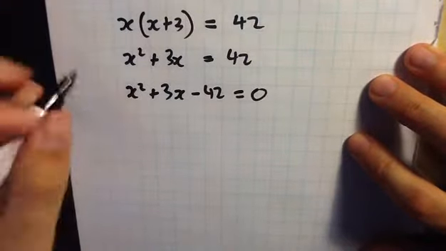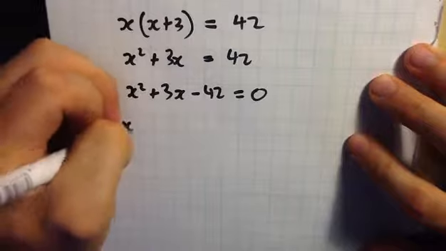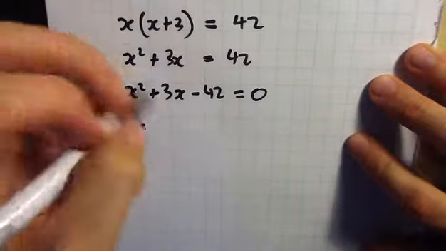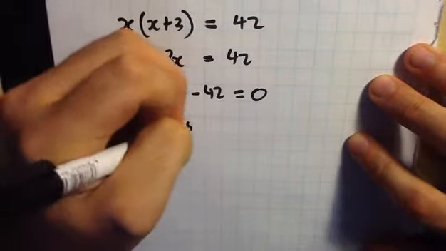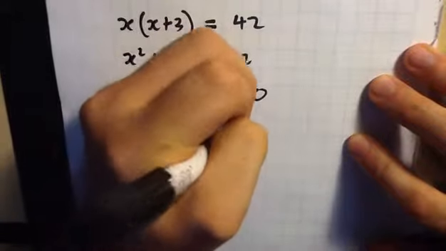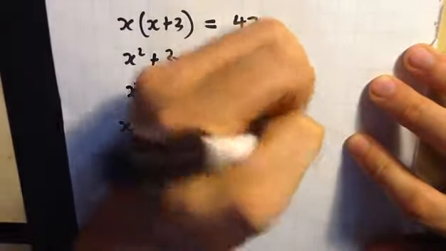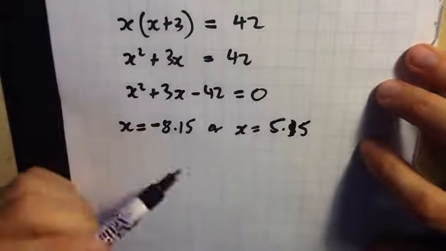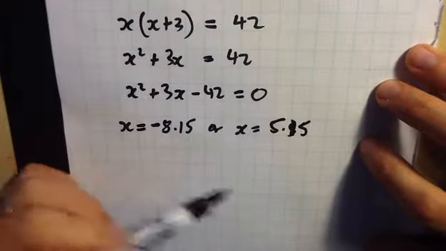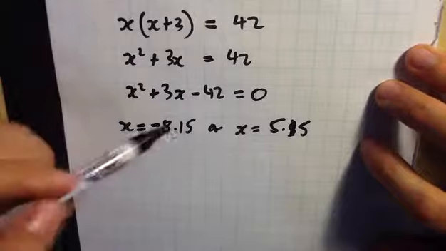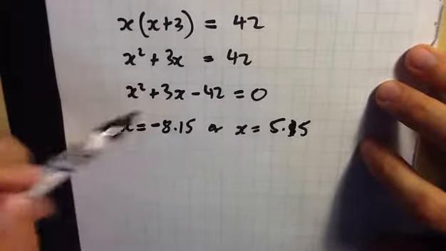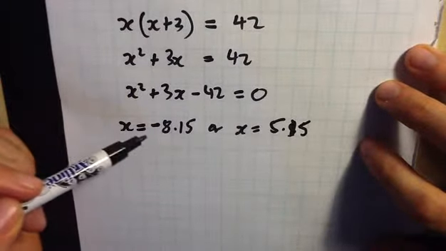Anyway, so I'll plug in, and what I get is that x is either negative 8.15 or x is 5.15. Now, I can disregard one of these, can't I? If you get a negative answer and you're dealing with lengths, you can disregard it because I can't have my width as negative 8.15 centimeters.